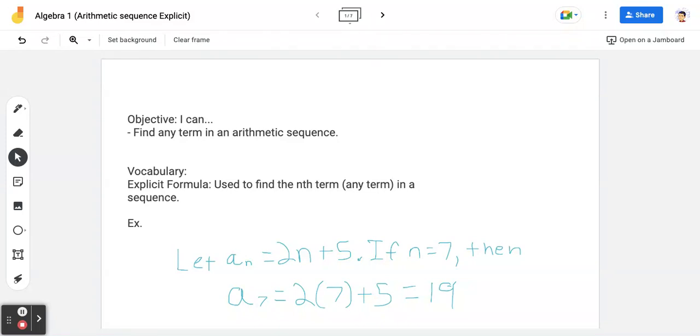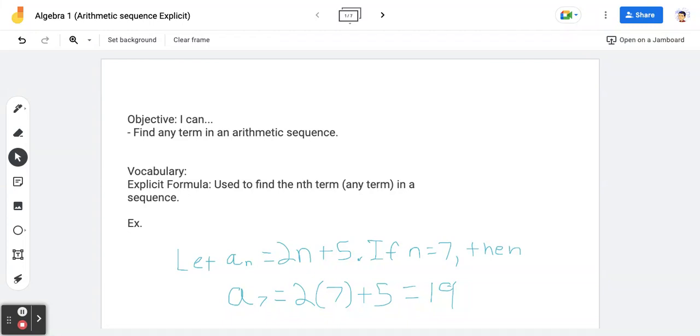So we've actually dealt with explicit formulas before. This should look like a linear equation that has a slope of 2 and a y-intercept of 5. So this is actually an equation in slope-intercept form. a sub n is equal to 2 times n plus 5. We might see it as y is equal to 2x plus 5. So we've seen explicit formulas already. So we want to find what looks to be the seventh term.